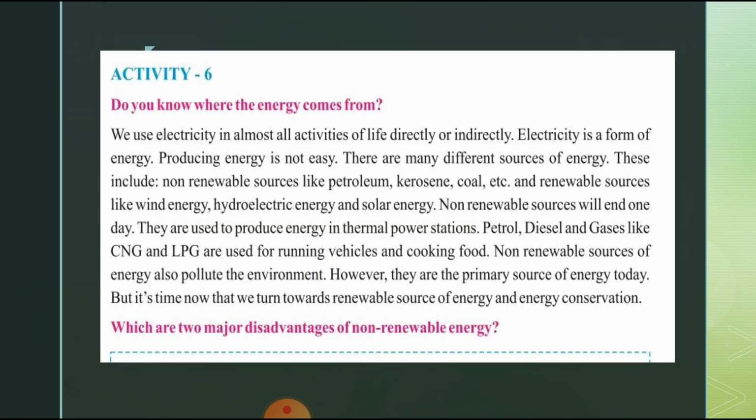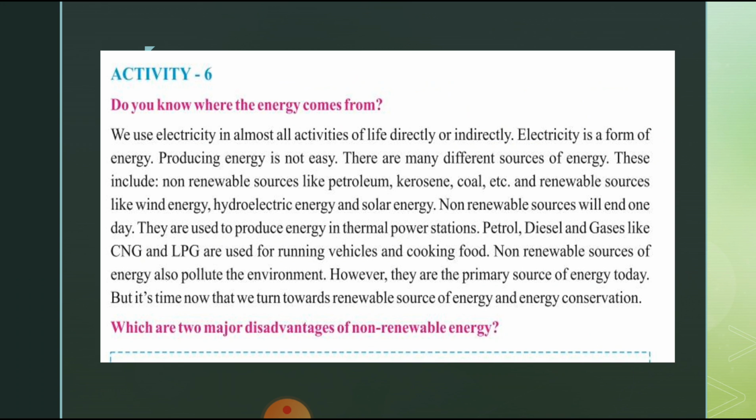Unit 2. Activity 6. Do you know where the energy comes from? We use electricity in almost all the activities of life. We use energy everywhere, directly or indirectly. And electricity is a form of energy.